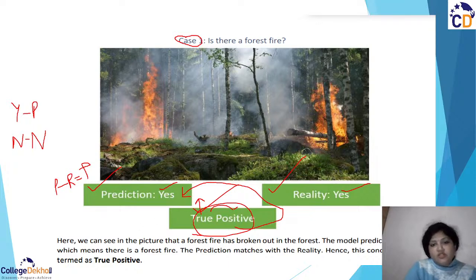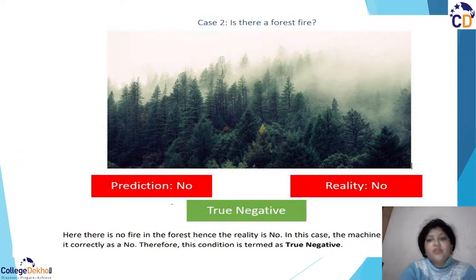Next part is positive. How to use this part, positive, how to calculate this part? Whatever the value of prediction, you have to take that value. Yes means positive, no means negative. So here the result, both the values are matching, you have the true positive case, right?